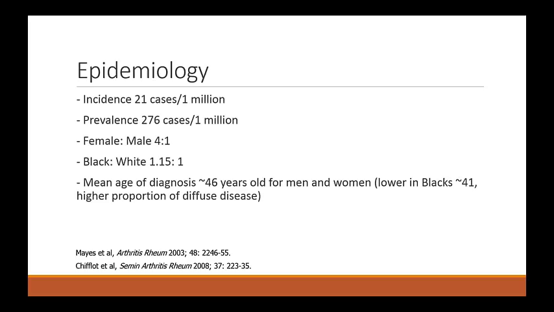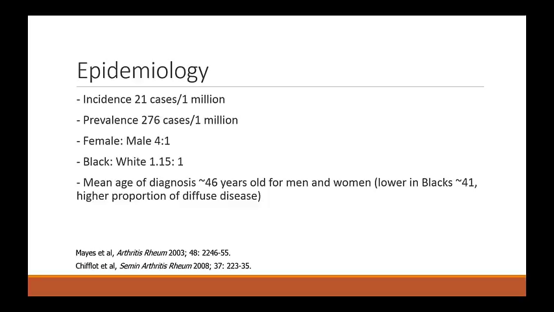So with epidemiology, very briefly, incidence of scleroderma itself is 21 cases in a million, with the prevalence being higher, around 276 in a million. Predominantly a female preponderance of 4 to 1, and a little bit more likely to be seen in black as opposed to white. Mean age of diagnosis is mid-40s.